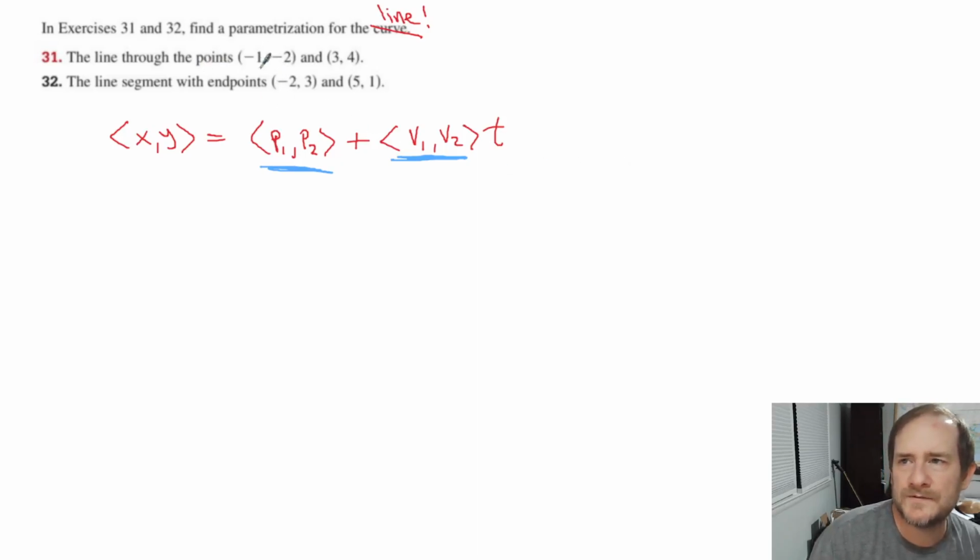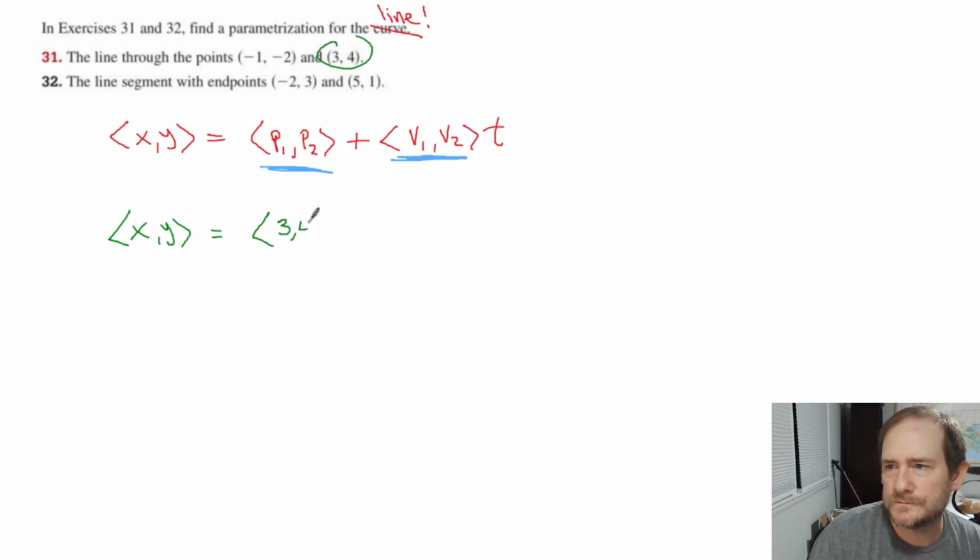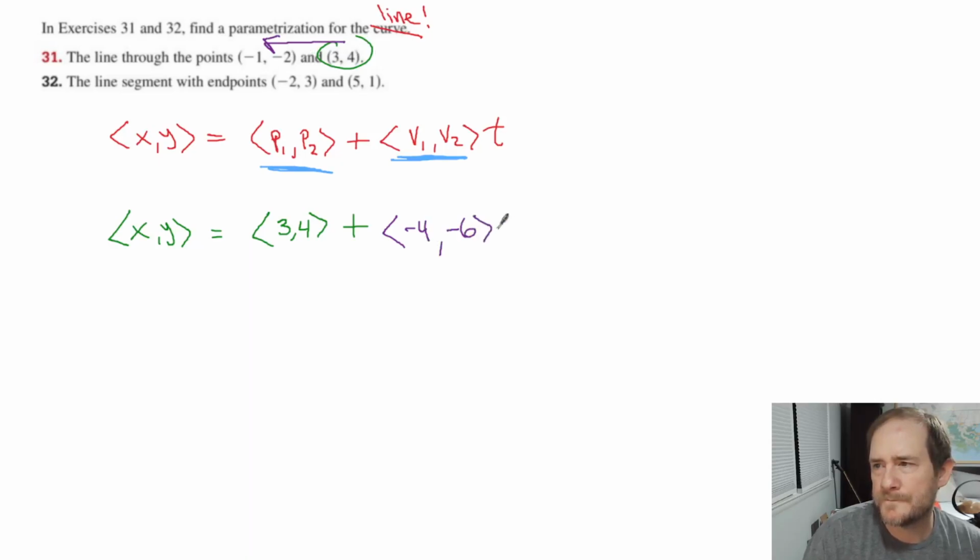So if you're trying to pass through these points, then if I were you, I would probably just pick that point. It doesn't have any negative signs in it. So 3, 4. Then for a vector, I would pick the vector that goes from 3, 4 back to the other one. Yeah, sure. Why not? We can do that. So from 3 to -1 is a change of -4. And from 4 to -2 is a change of -6, times t. And technically you're done right now.